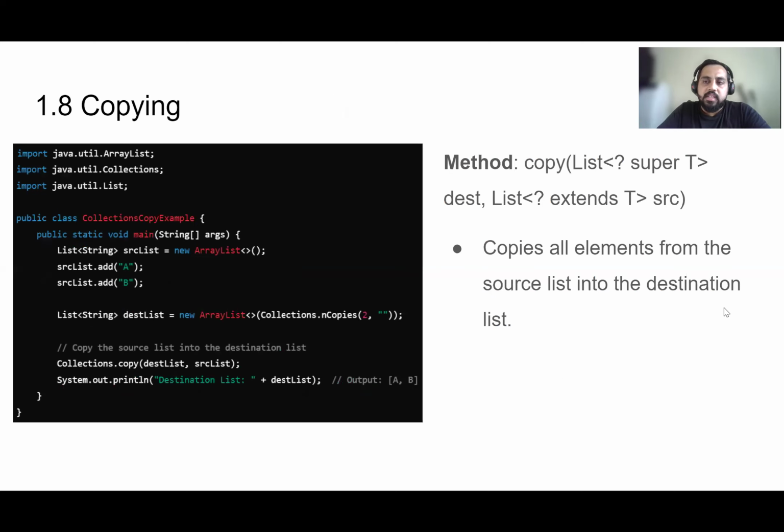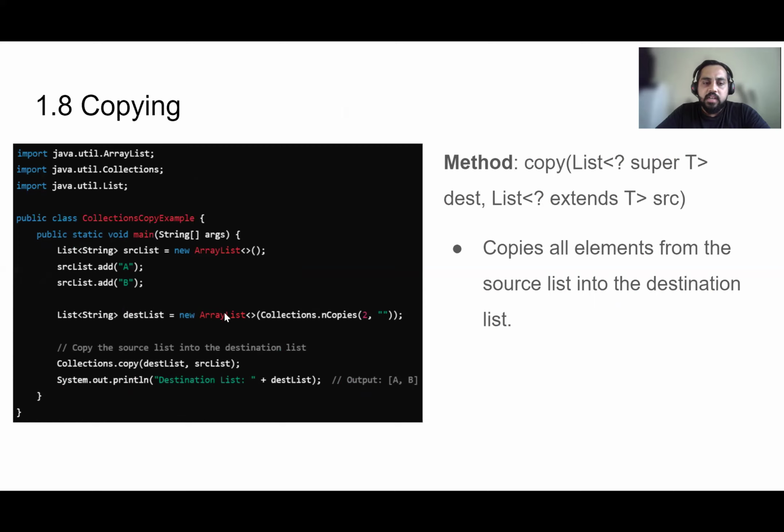And copying. Suppose I have one collection and I just want to copy all the elements in that collection to another collection. I don't have to do it manually, like iterating over this collection, taking element by element and copying it to another collection. That is not necessary. I created one object and added A and B. Then I created one more ArrayList object.